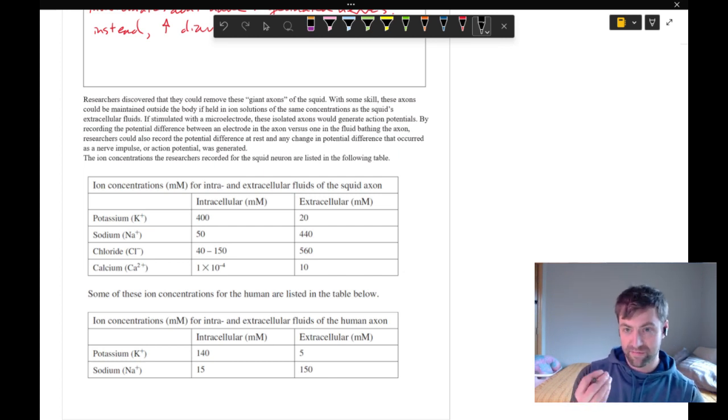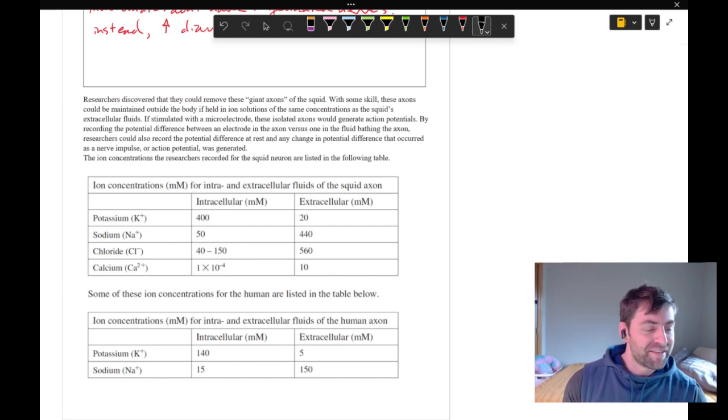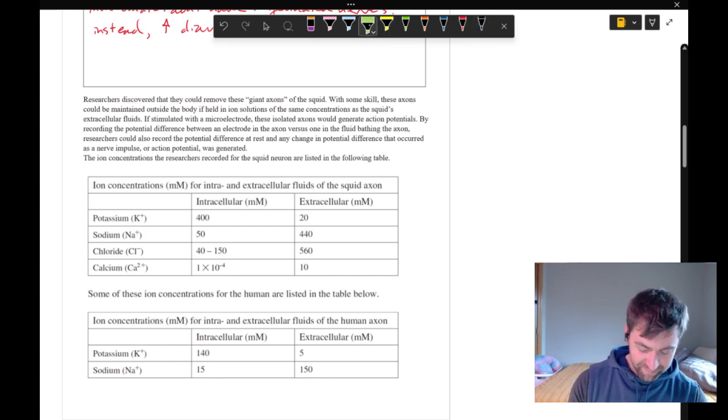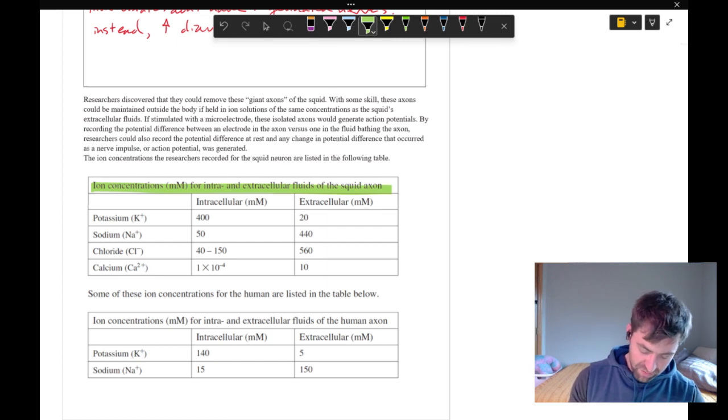Basically, this example is talking about the basis for how we discovered the differences in these ion concentrations and that this is the basis for how our nervous system works. And I really, really like that this worksheet dives into this. So the ion concentrations the researchers recorded for the squid neuron are listed in the following table. And again, just a little science literacy: ion concentrations in millimolar for intra, inside, and extra, outside, cellular fluids of the squid axon.